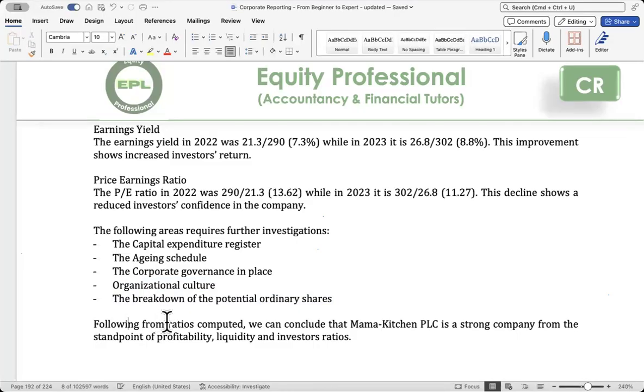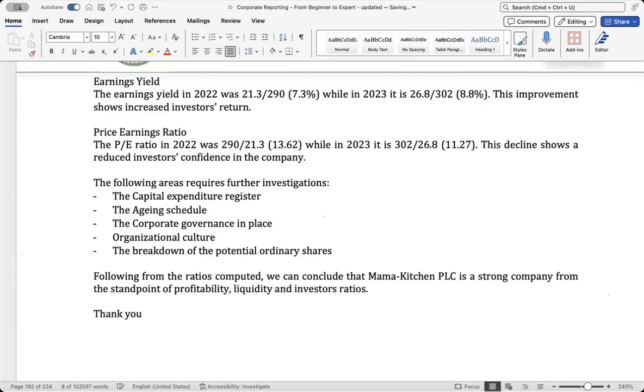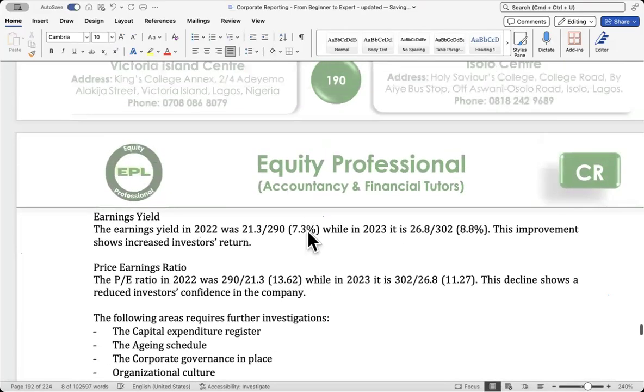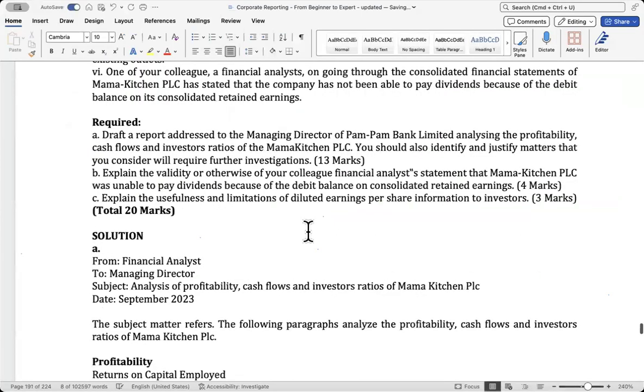And I said, following from the ratios computed, we can conclude that Mama Kitchen Limited is a strong company from the side of profitability, liquidity, and investors ratio. Thank you. Then you write your name and probably sign. Then you move to the second question, for 13 marks.